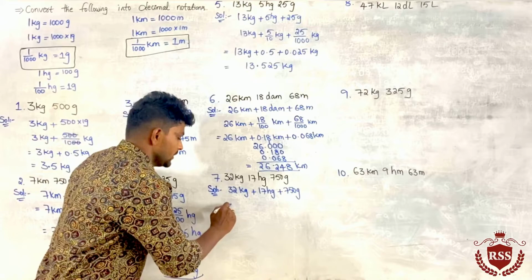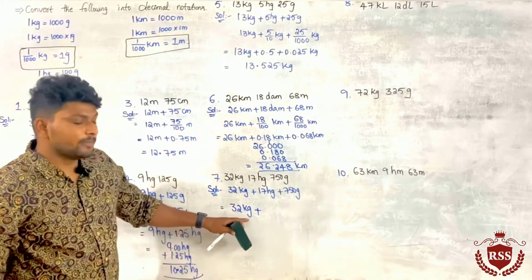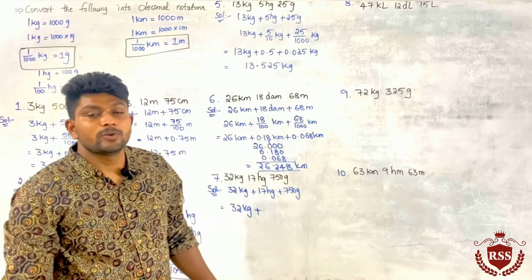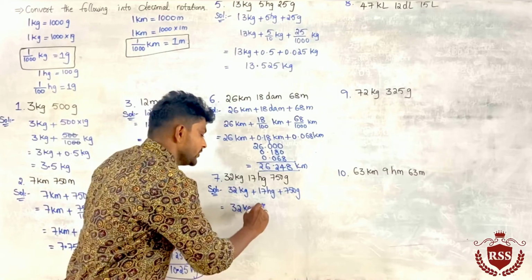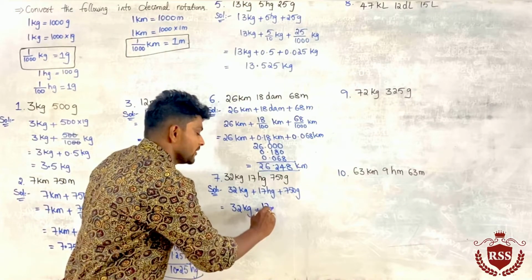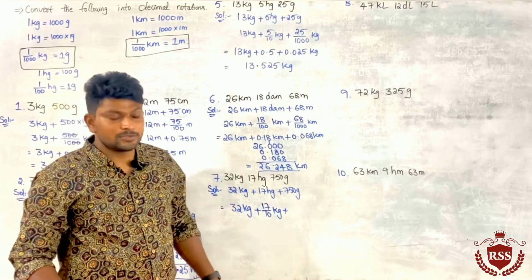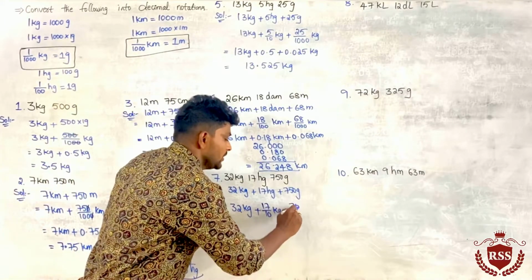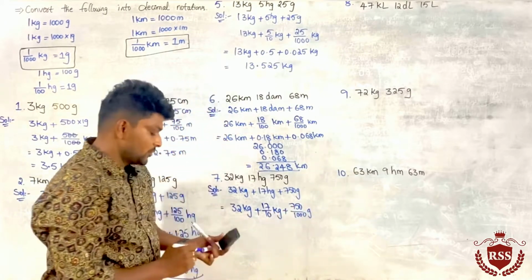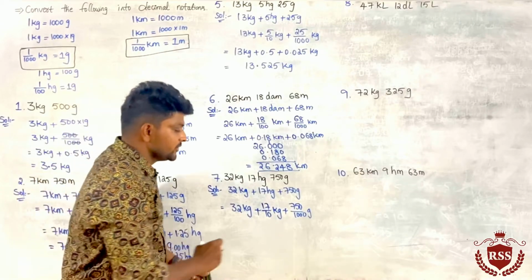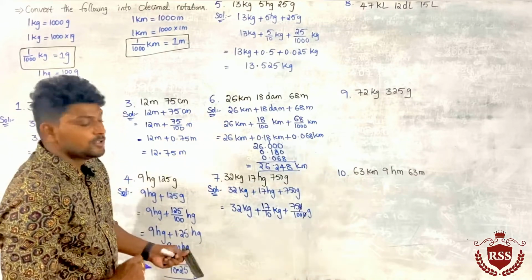So 32 kg plus, 1 kilogram equals how many hectograms? 1 kilogram equals 10 hectograms. So we have to divide 17 by 10, and then it will be converted into kilograms. Next, 1 kilogram equals 1000 grams. So 750 will be converted into kilograms: 750 by 1000. If there are any zeros, they will be cancelled. 75 by 100 means 0.75.